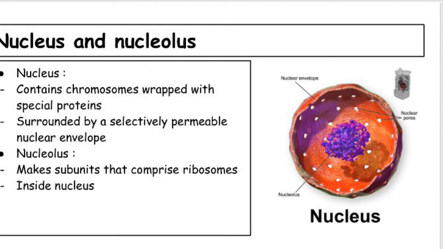The first couple of organelles that are going to be discussed today are the nucleus and nucleolus. The nucleus contains chromosomes wrapped in special proteins, and it is surrounded by a selectively permeable nuclear membrane, which means that not everything can go in, and it only transports what is needed. The nucleolus is located inside the nucleus, and it makes subunits that comprise ribosomes, which make proteins. If you look at the picture on the right, you can see that the nucleolus is in the middle of the nucleus, and the nuclear envelope acts as a membrane surrounding the nucleus.